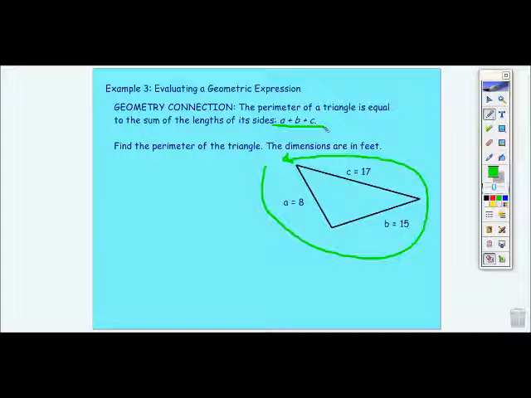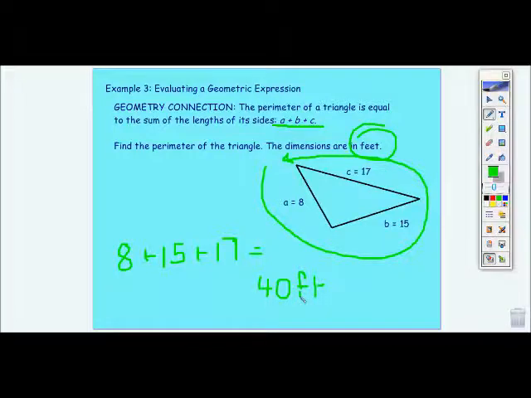So it would be 8 plus 15 plus 17 is going to equal our perimeter. And I'm going to use a couple tricks here. 17 plus 8 would give me my 25, and 25 plus 15 will give me 40. Now again, do we have a label for that? We have it in feet. So the total perimeter would be 40 feet.